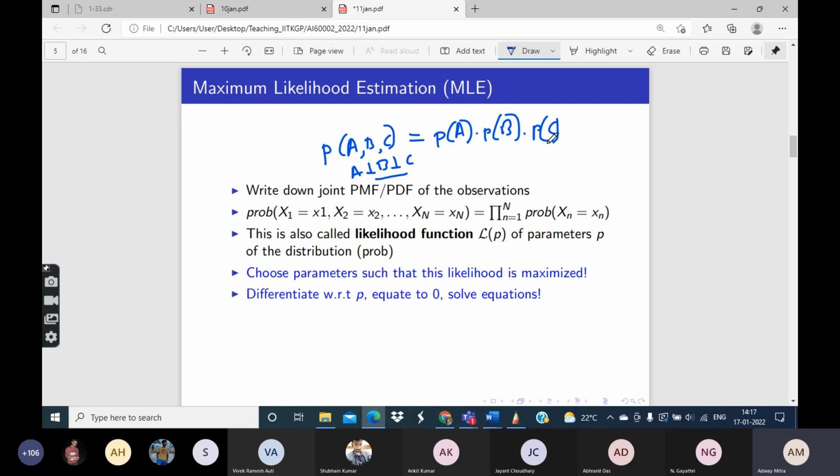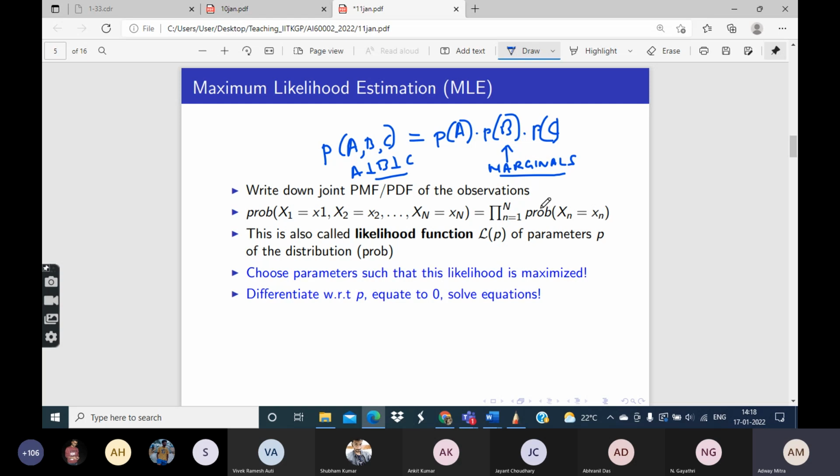Where these are called the marginals. That is, if the random variables are independent of each other, then the joint distribution is nothing but the product of the marginal distributions. Okay, so these are the marginals. So we write it as the product of these marginals in this way.